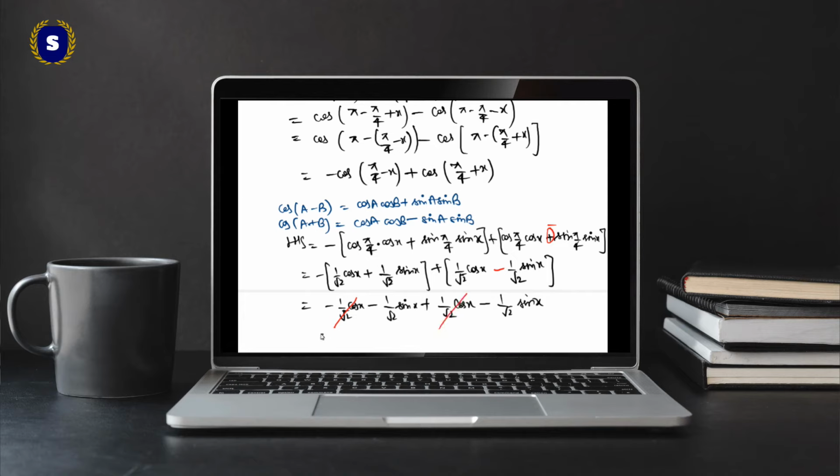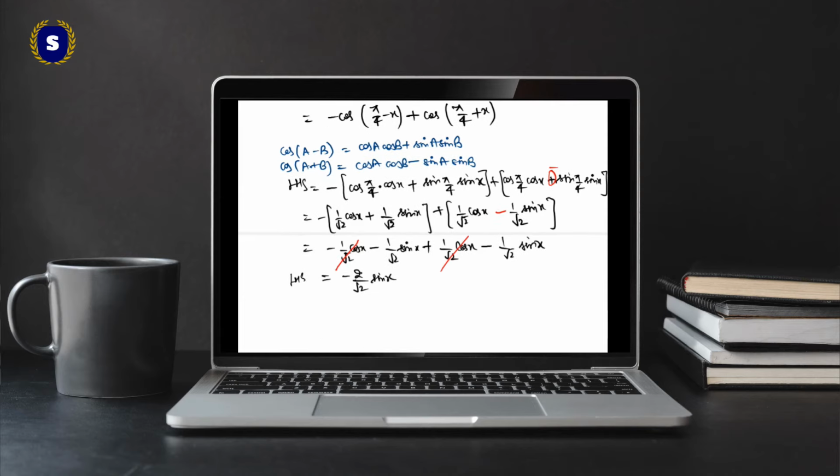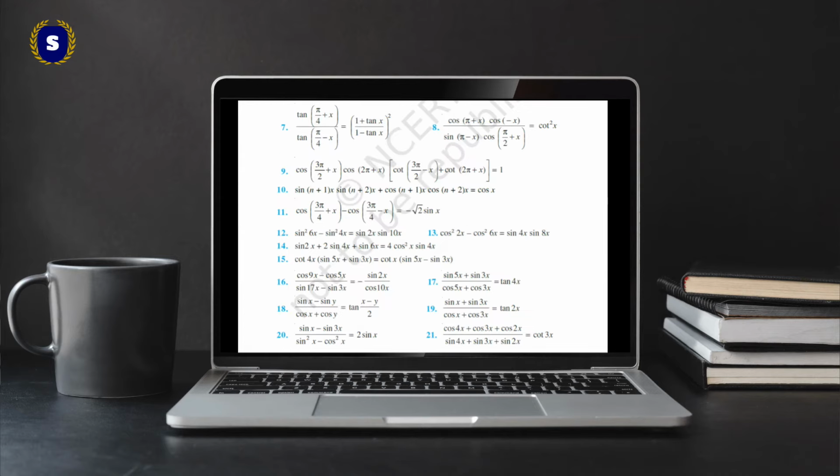It can be seen that they have opposite signs, so we can cancel them out and we'll get minus 2 upon root 2 sin x. This is basically minus root 2 into root 2 upon root 2, just for your explanation, otherwise it is not required. You can directly cancel them out and you will get minus root 2 sin x, which is equal to RHS. Hence LHS is equal to RHS. Let's do the next question, that is question number 12.